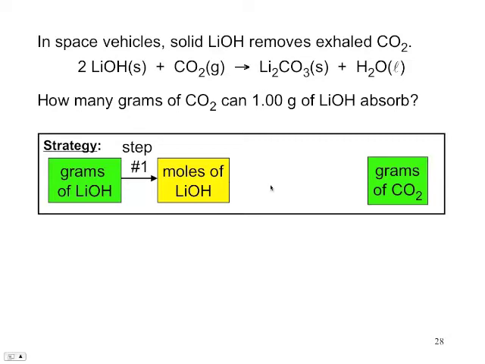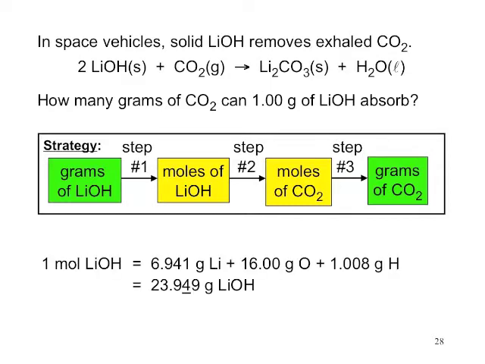Now in step 2, we recognize that for every 2 moles of lithium hydroxide that react, we need exactly 1 mole of CO2. So we see our balanced chemical equation really as a recipe for understanding how things react on a number basis, not a mass basis. So we need to use that information here. The moles of lithium hydroxide, we need 2 moles of that for every mole of CO2 consumed. And then in the final step, we use the molar mass of carbon dioxide.